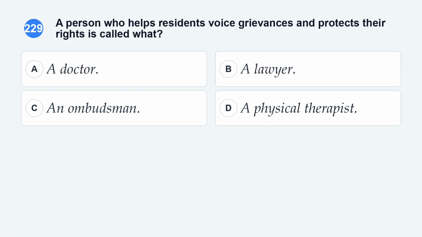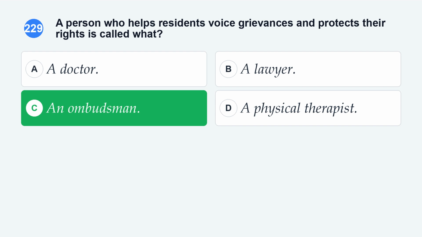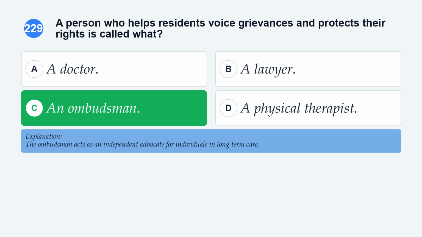Question 229. A person who helps residents voice grievances and protects their rights is called what? Option A, a doctor. Option B, a lawyer. Option C, an ombudsman. Option D, a physical therapist. The correct answer is option C, an ombudsman. Explanation. The Ombudsman acts as an independent advocate for individuals in long-term care.